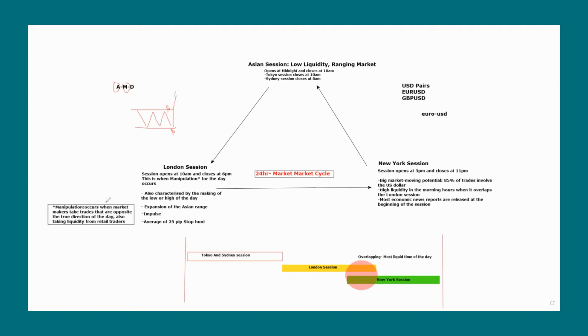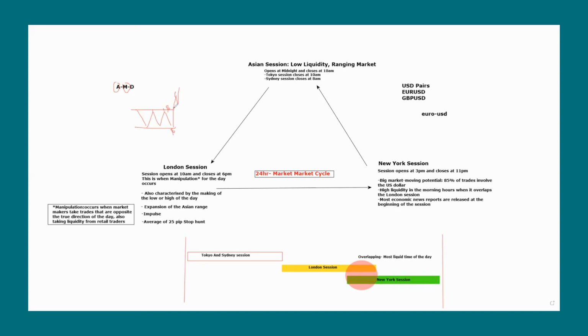And the market is going to go opposite of the true direction of the day, also taking liquidity from retail traders. What do I mean by this? The market will break out from this consolidation and pretend as if it's going to continue to the upside for that day. Whereas in actual fact, when it's doing this, it's taking liquidity or it's chasing stop losses from retail traders. So for example, from the people who were buying and selling from this range, it's going to print a breakout that's going to take out the stop losses of the people who were placing sell orders at this area, right?